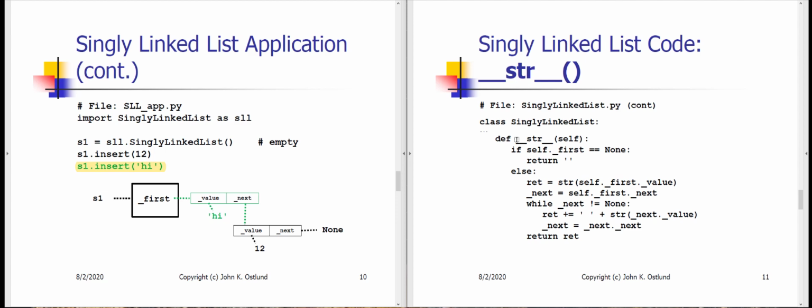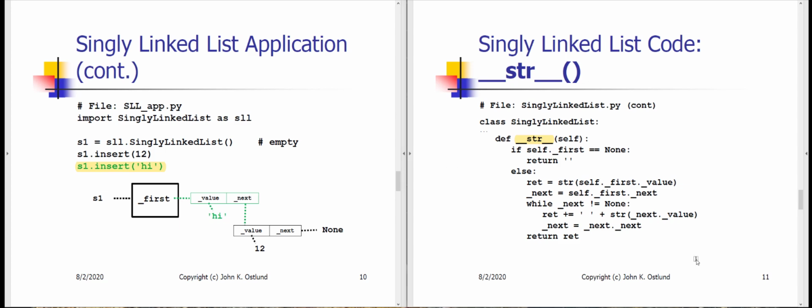We would like to be able to display the list that we have created. And we'll probably do that most of the time using the print function. Now, the print function automatically converts each of its arguments into a str and then displays each of those strs by default separated from each other with spaces. So our next job in implementing the singly linked list class is to define the __str__ special method.